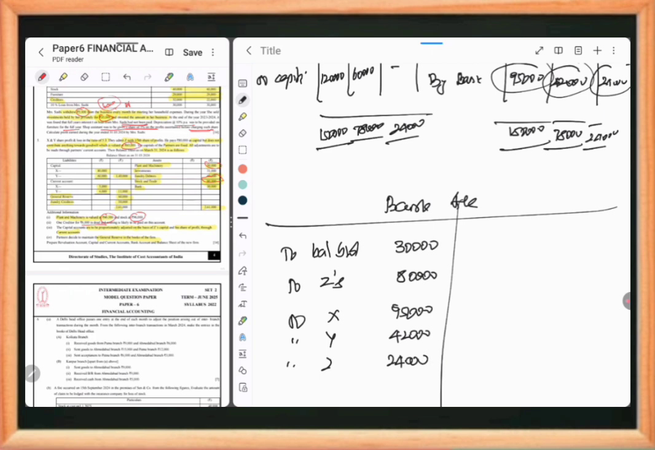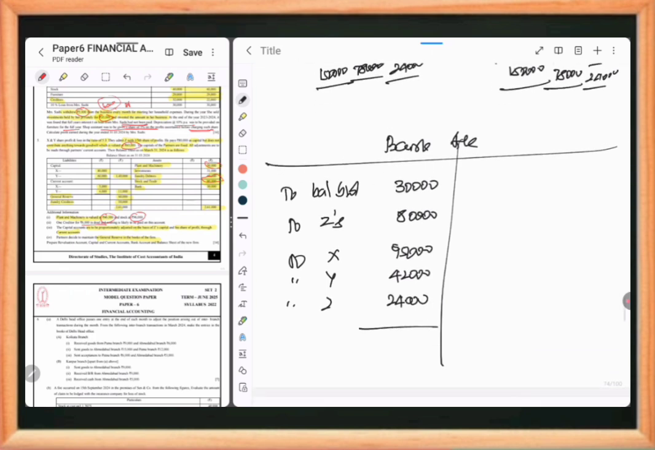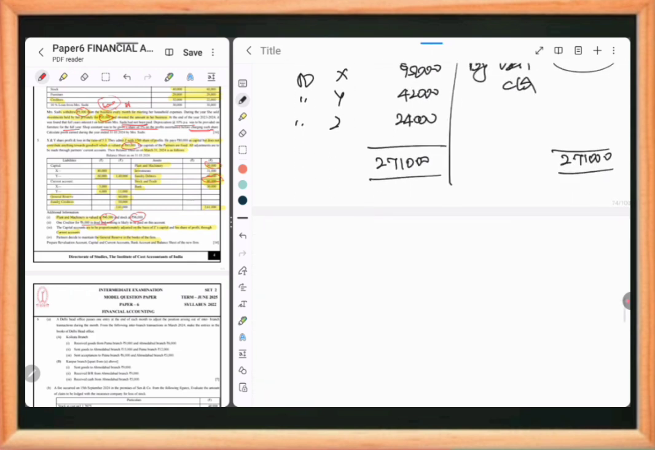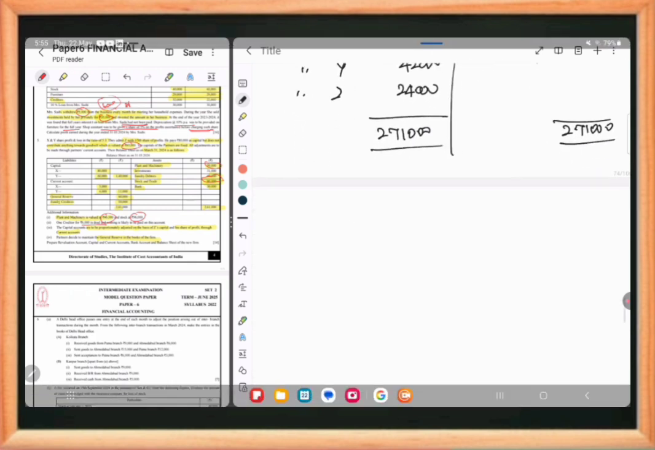There should be no other payment. So if you total, this will be the closing balance: 30,000 plus 80,000 plus 95,000 plus 42,000 plus 24,000. So 2,71,000. By balance c/d. So this is the balance. Now let's prepare the balance sheet as on 31st. So balance sheet.